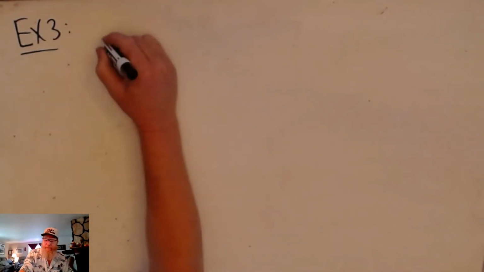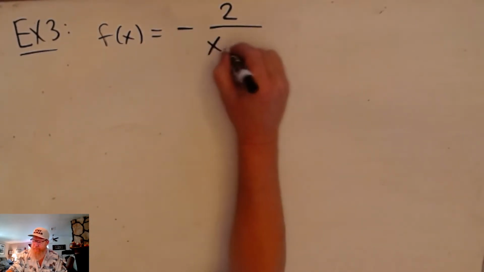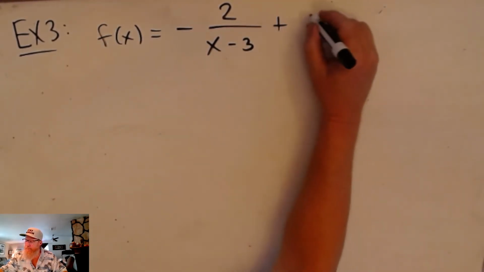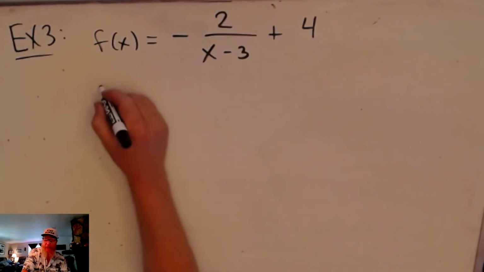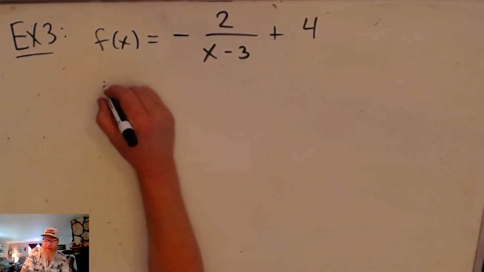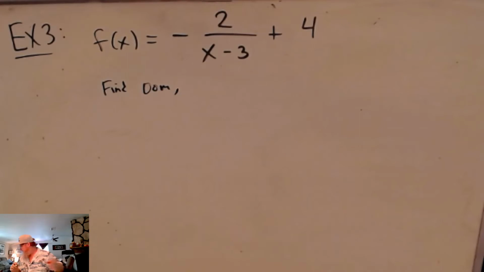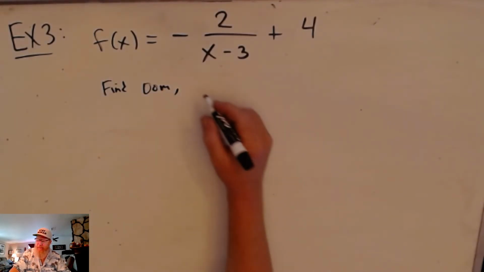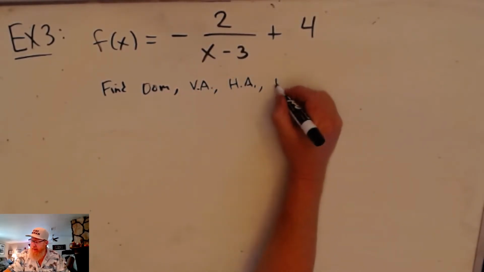Example 3. This one's written in a strange way, but I'm doing this intentionally to show you a different technique for graphing. We can find all the information. So find the domain. Find the vertical asymptote, the horizontal asymptote, and the intercepts.